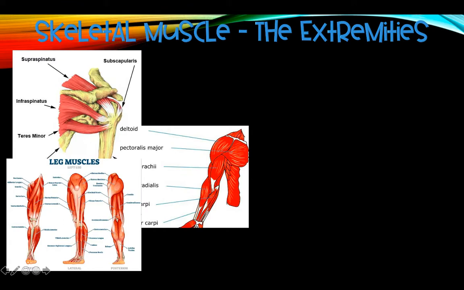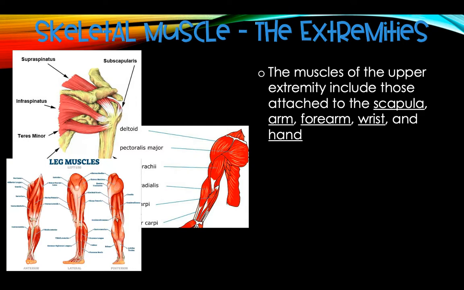The leg muscles themselves are actually the strongest muscles in the body, but it's because they're huge. So remember the difference between the ones in your face versus the ones in your legs. The ones in your face are really small, but they are the strongest for their size. So the muscles of the upper extremities include those attached to your scapula, arm, forearm, wrist, and hand.